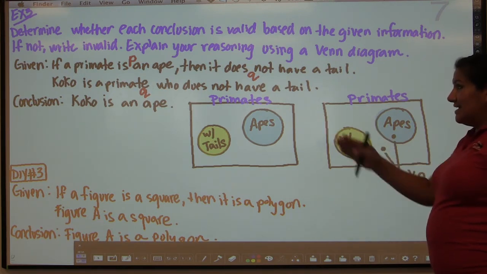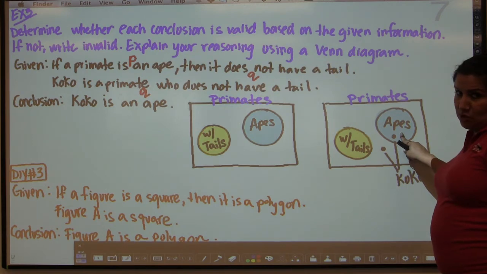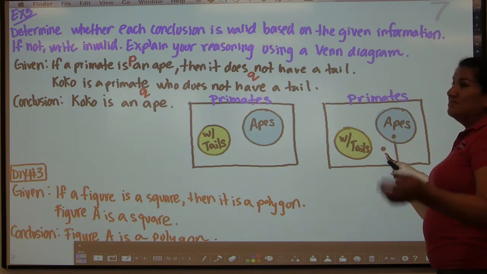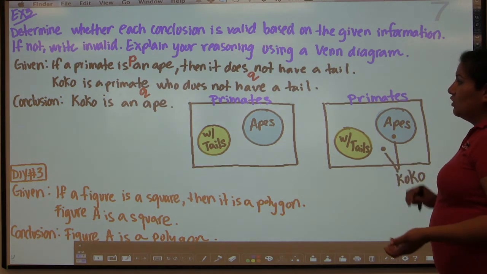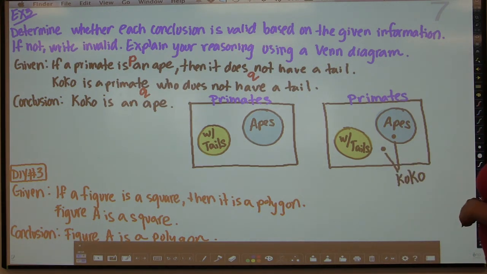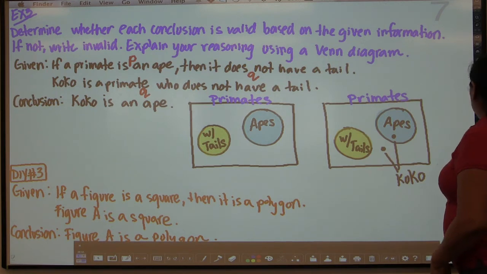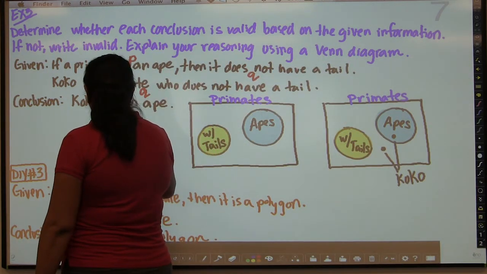But the conclusion says that Coco is an ape. So the conclusion is that Coco would have to be in the ape circle. But clearly you could be out here and be a primate who's not an ape that happens to have no tail. So that is how you can show with the Venn diagram that the conclusion is invalid. All right, so this little guy we want to put over here, definitely invalid.